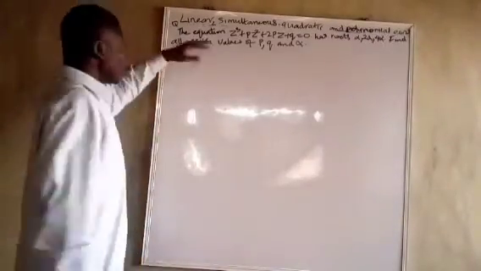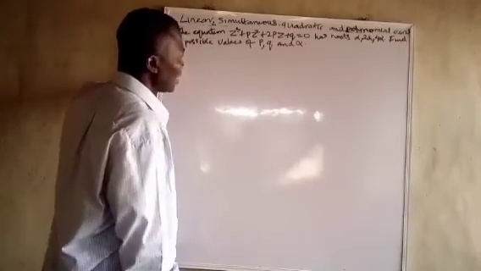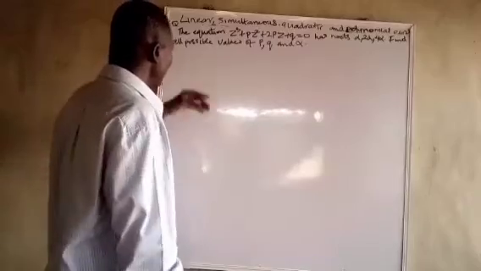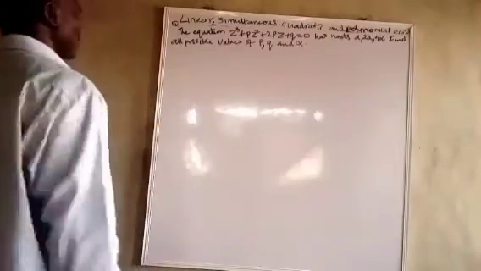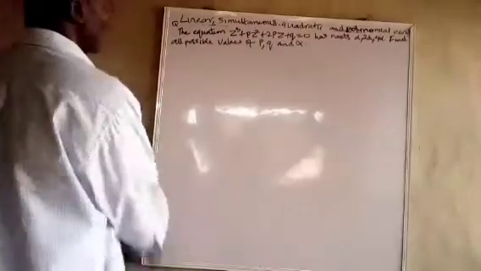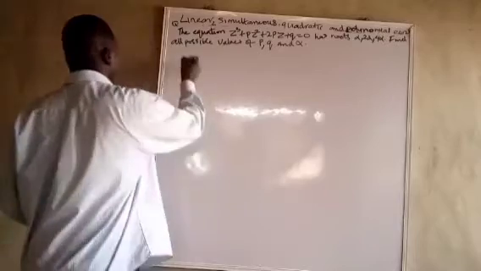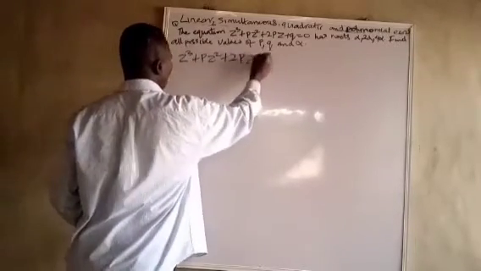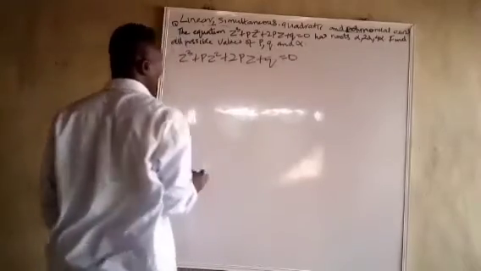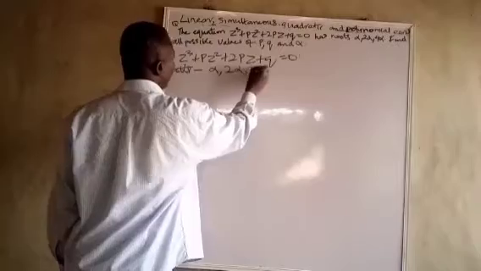The equation z cubed plus pz squared plus 2pz plus q equals 0 has roots alpha, 2 alpha, and 4 alpha. Find all possible values of p, q, and alpha. We have this equation, and the roots are alpha, 2 alpha, 4 alpha.